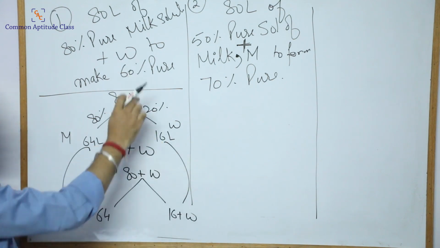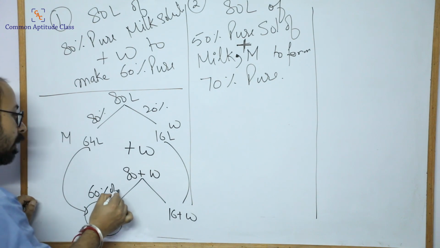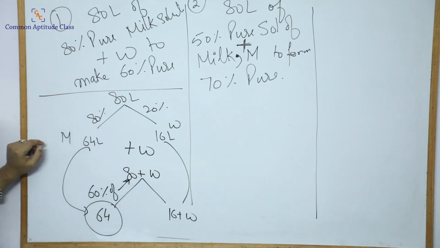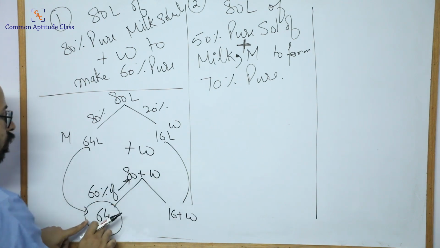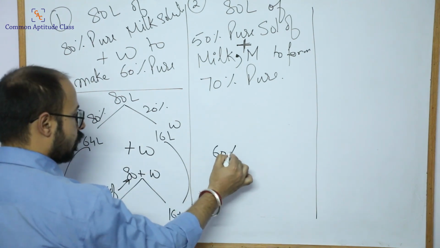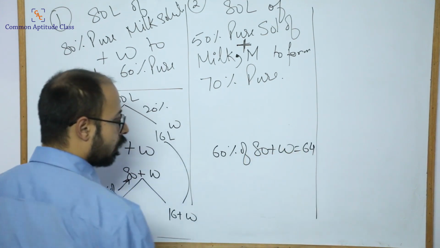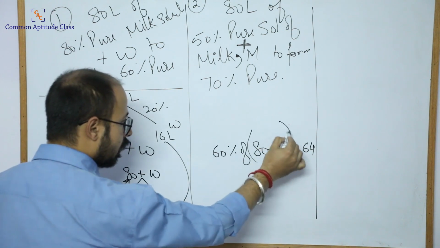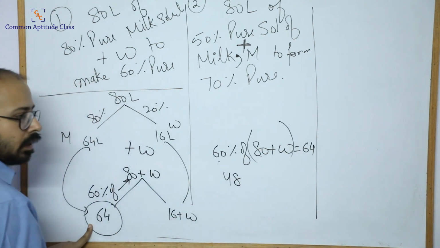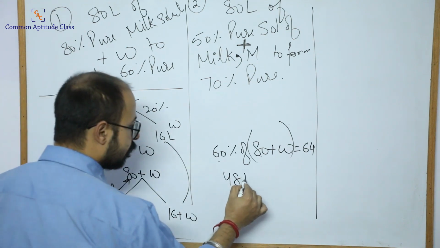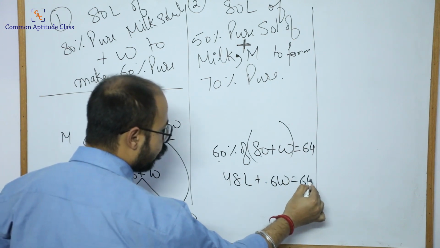Now 60% pure, that means 64 is now 60% of this quantity. Yes or no? So 60% of 80 plus W is equal to 64. So this is the case. 60% of 80 is 48 liters, plus 0.6 W is equal to 64.